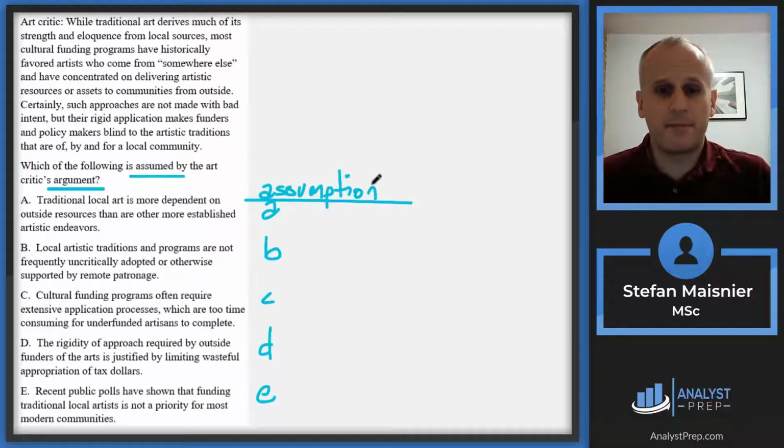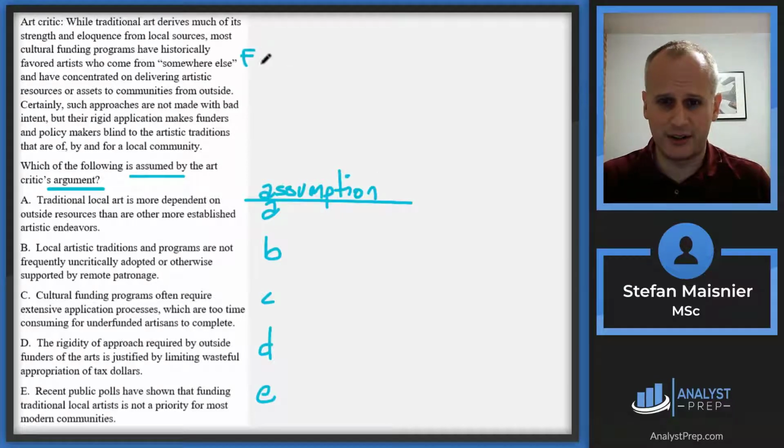So we just started at the beginning, reading the art critic's argument, and we see while traditional art derives much of its strength and eloquence from local sources, most cultural funding programs have historically favored artists who come from somewhere else and have concentrated on delivering artistic resources or assets to communities from outside. So what the programs have done, that's just a fact. So this is not presented as the art critic's opinion. It's just background information, and that's just fact one, basically.